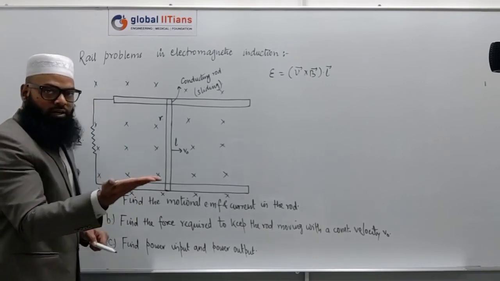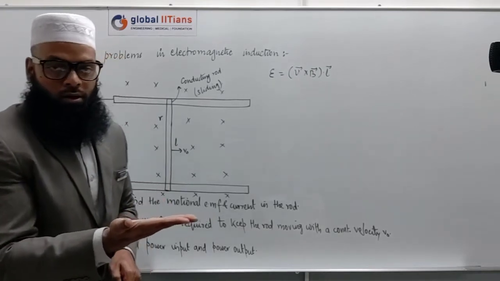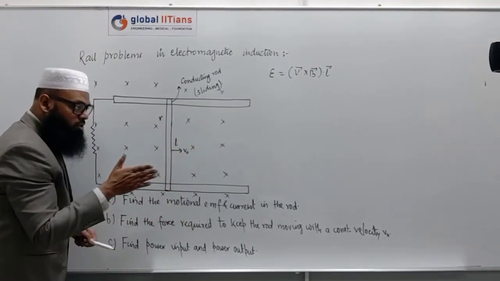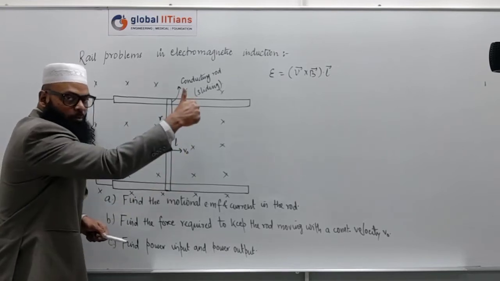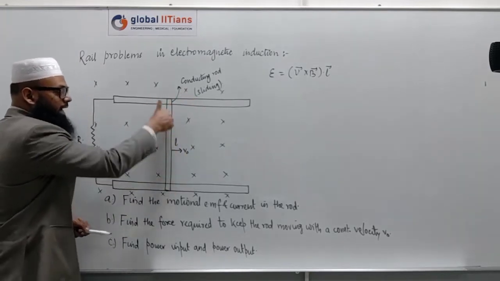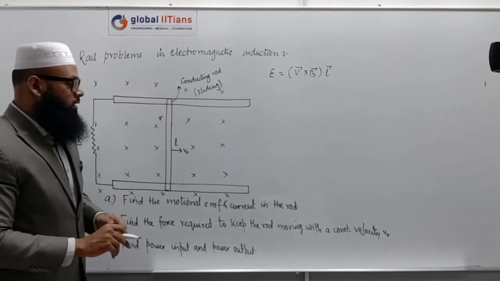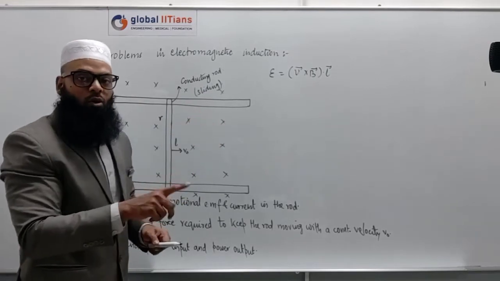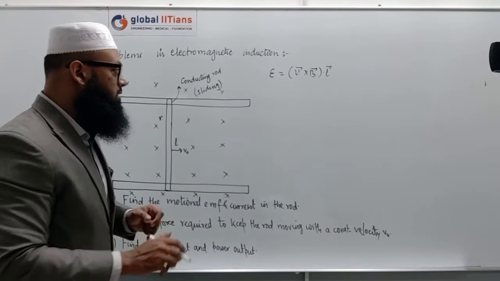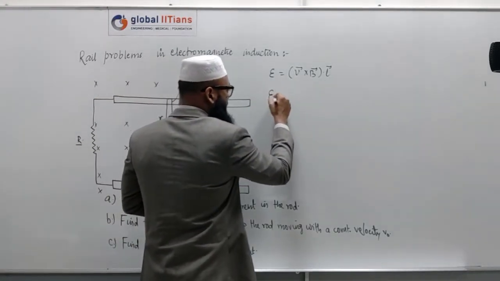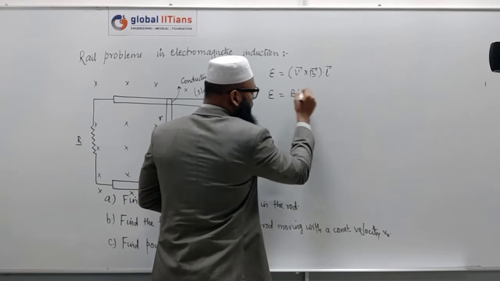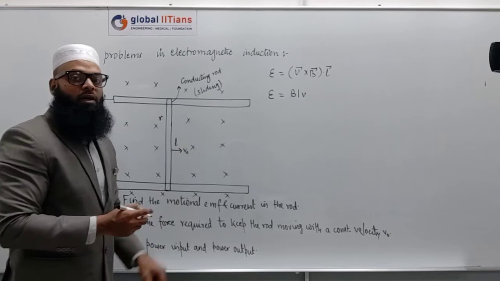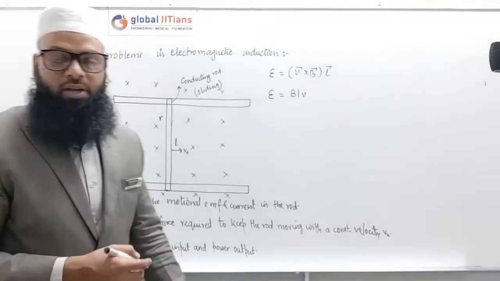So we'll stretch our right hand and use the cross product rule. V is in this direction, B is inwards. So V cross B, the direction of thumb is upwards. That means V cross B and L are both in the same direction, or the angle between the V cross B vector and the length vector is 0, and cos 0 we know is equal to 1, and hence the motional EMF value will be reduced to BLV, which means that this moving conducting rod will start behaving as a battery, as a cell.